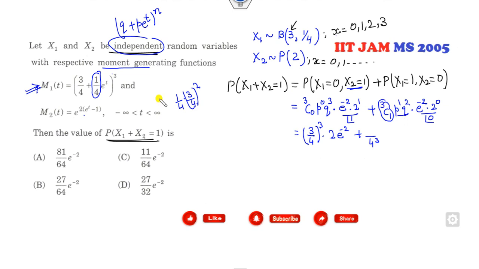3C1 into this again, 3 raised to power 3 into e raised to power minus 2. So 3 raised to power 3 is 27 over 64, and e raised to power minus 2 is my common. So 2 plus 1 is a 3. So 81 is the right answer of this problem.